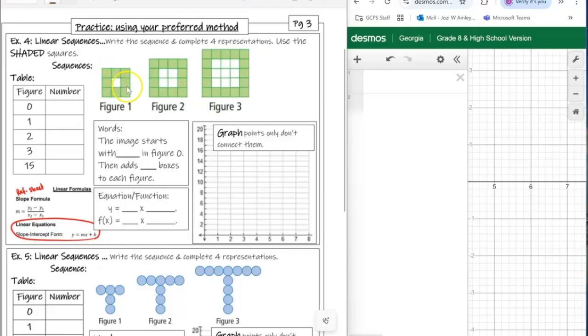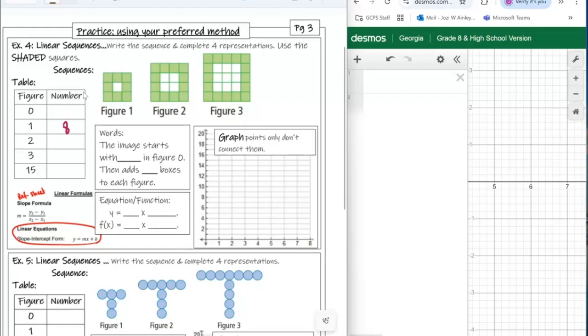So we've got 1, 2, 3, 4, 5, 6, 7, 8. So in figure 1, there are 8 shaded squares. Okay, then in figure 2, 1, 2, 3, 4, 5, 6, 7, 8, 9, 10, 11, 12. In figure 2, there are 12 shaded squares. And in figure 3, I'm going to try and count this a little bit faster, 1, 2, 3, 4, 5, which means at 10, 11, 12, 13, 14, 15, 16. Okay, so that's 16 in figure 3.